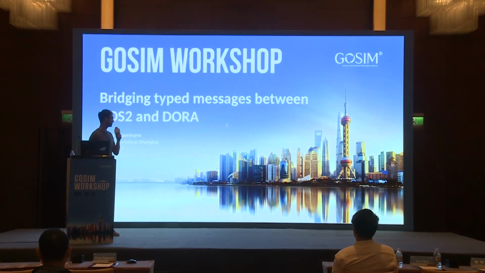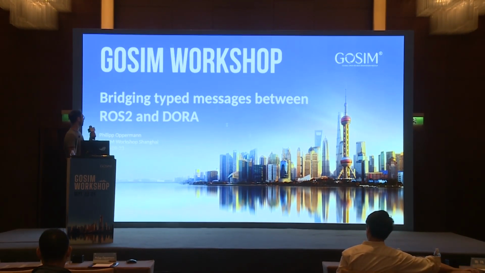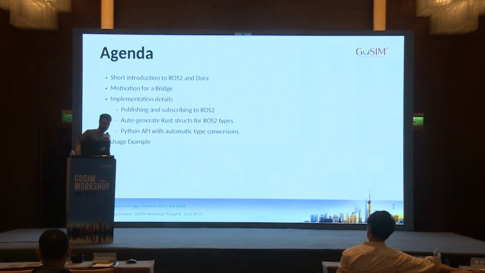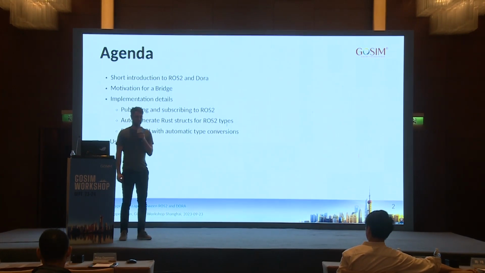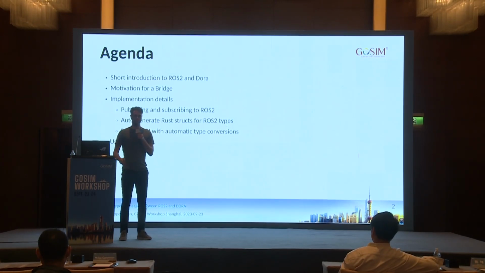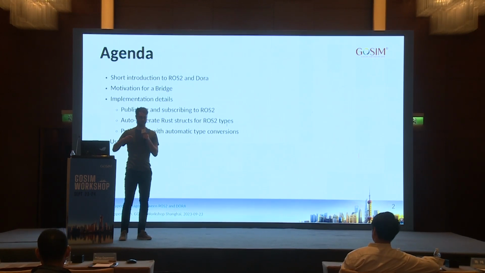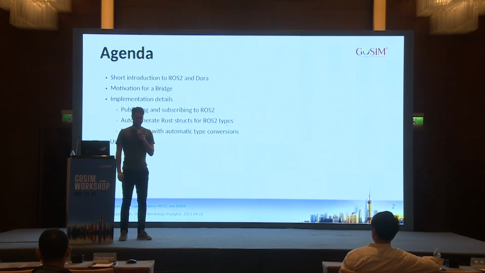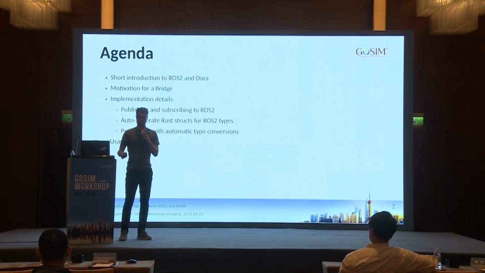So welcome to our talk about typed messages and bridging between DORA and ROS2. So there's the screen. We start with a short introduction to ROS2 and DORA, and then explain why we want to create a bridge between the two. Then we focus on some implementation details, including how to publish and subscribe messages from DORA to ROS2, and how we auto-generated Rust structs that match all the ROS2 types that we need to use. And then we also explain how we created the Python API.